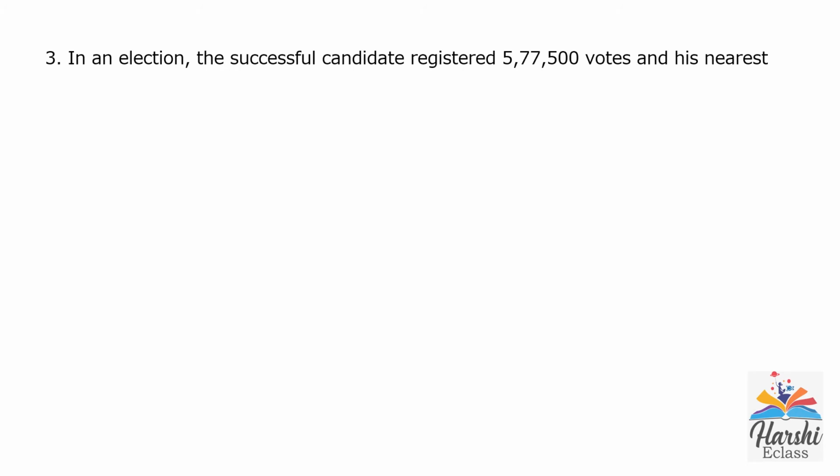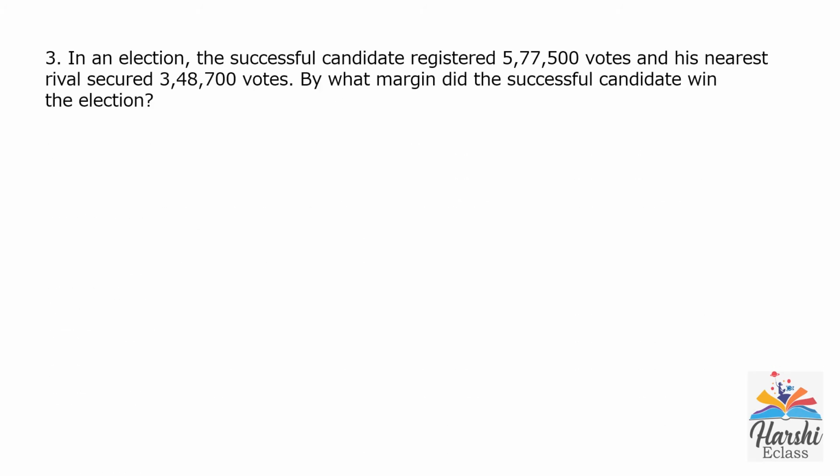Third sum. In an election, the successful candidate registered 5,77,500 votes and his nearest rival secured 3,48,700 votes. By what margin did the successful candidate win the election? In this election, the successful candidate got 5,77,500 votes and his nearest rival secured 3,48,700. By what margin did the successful candidate win the election? That means they want the difference between the successful candidate and the nearest rival.